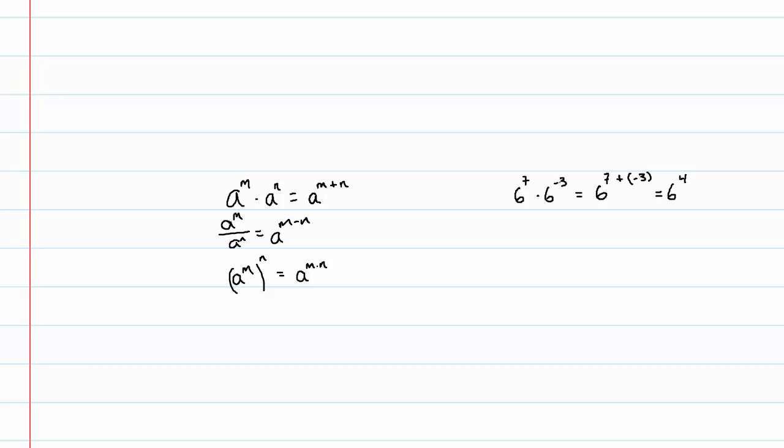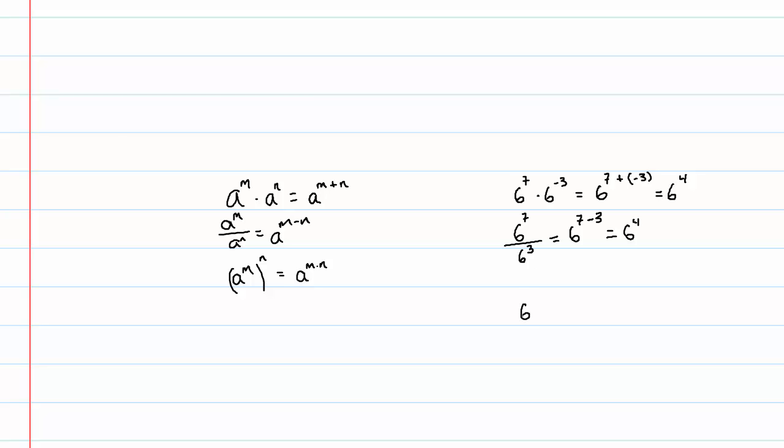Alternatively, negative 3 as a power implies that we can rewrite this as 6 to the 7th over 6 to the positive 3. This is what the negative means, where we can now take the difference of these powers, 6 to the 7th minus 3, and this should give us 6 to the 4th.